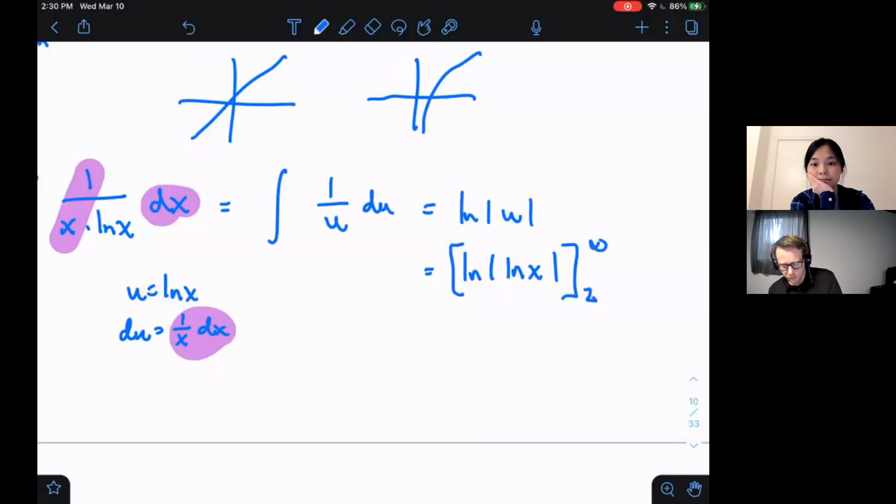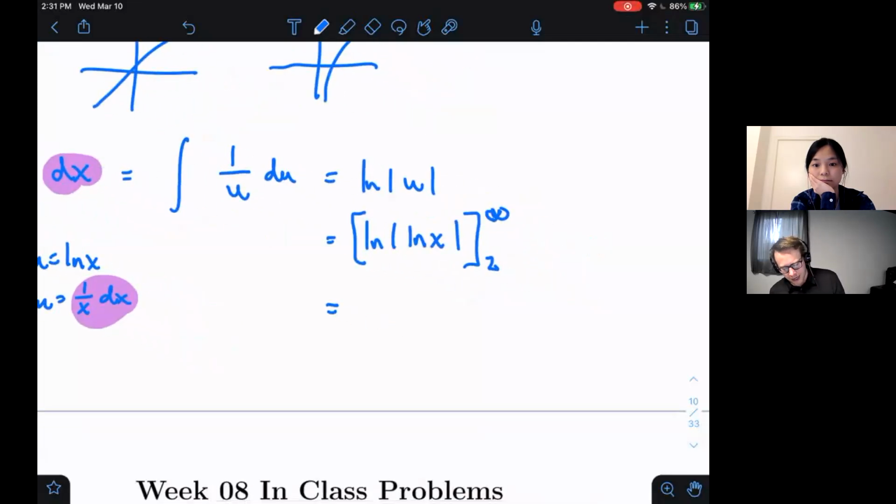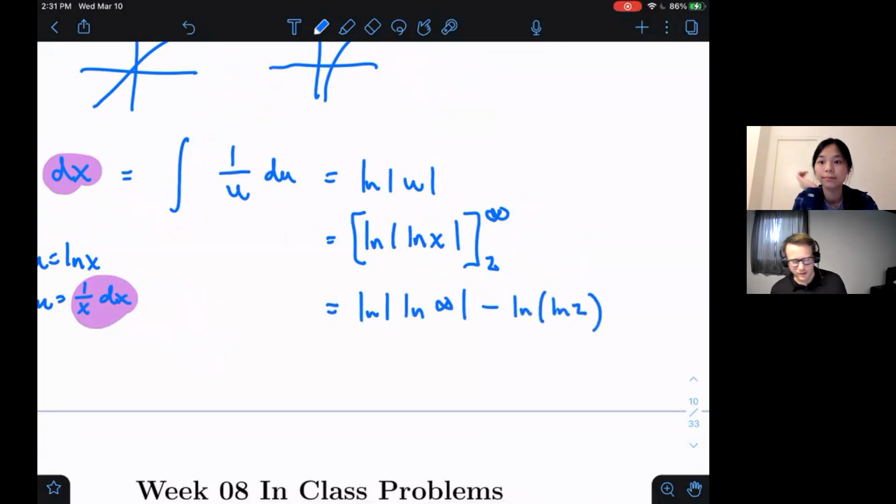And again, I think this one is simple enough that I'm going to try to skip all of the limit stuff. And so if I try to plug in infinity here, let's see, we'd have the natural log of the absolute value of the natural log of infinity. Aren't we having fun here? And I'll plug in 2 here. That one's not so bad. But okay, whenever you do a composition, let's evaluate inside out.